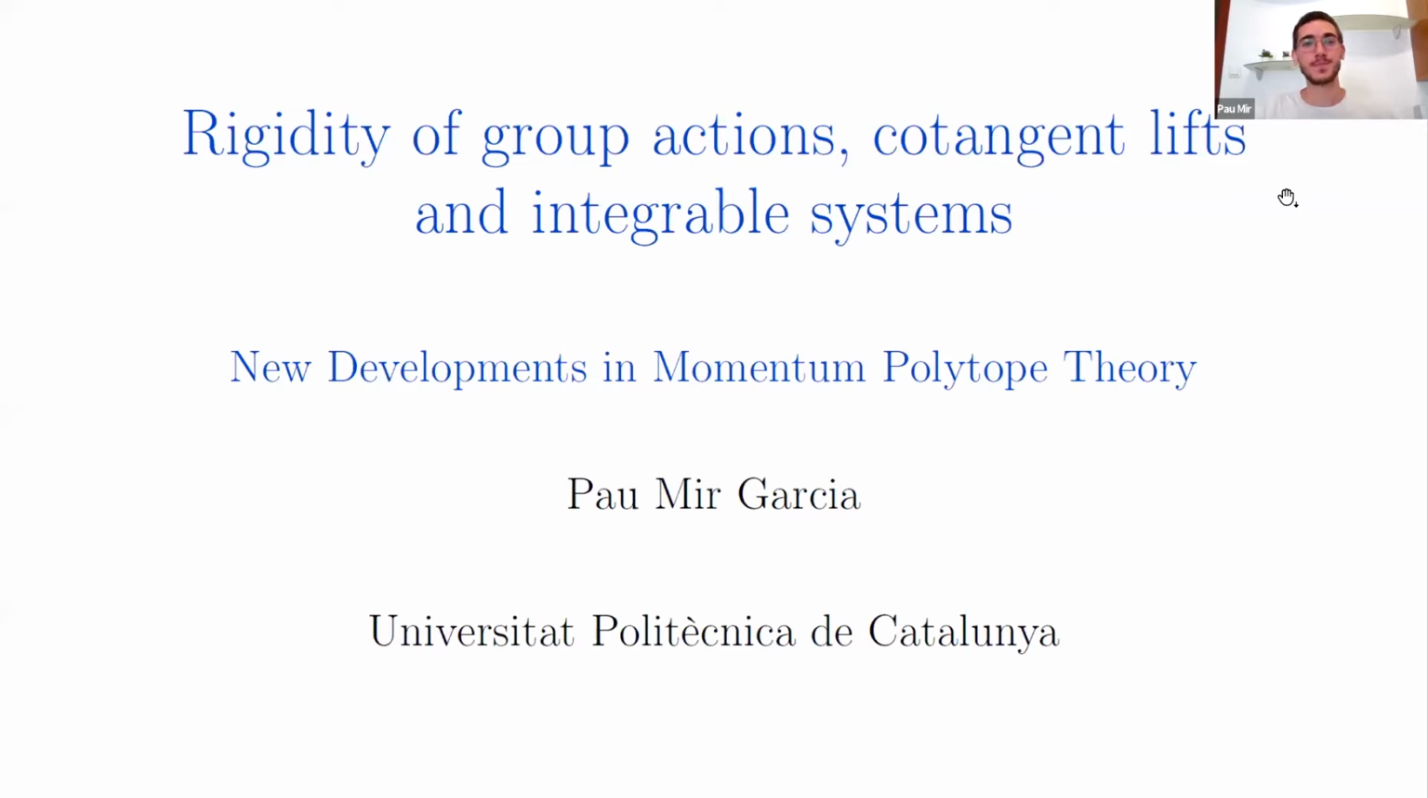So today we'll talk about rigidity of group actions at the level of cotangent lifts, and we will see that our results, which were joint work with Professor Miranda, who is here, provide applications to integrable systems. This cotangent lift setting is the natural setting of a lot of integrable systems that come from physical problems, as we will see with some examples.